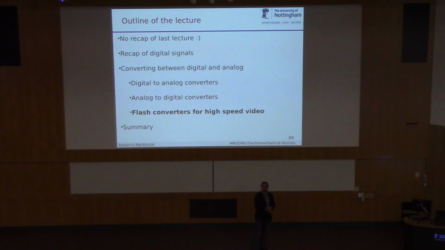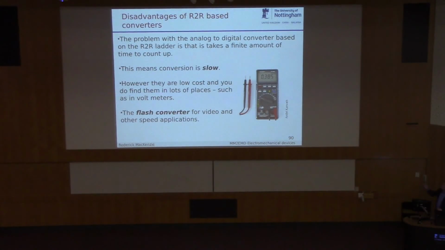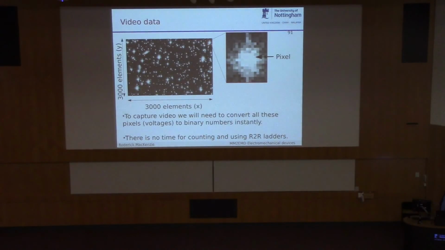So we need something quicker than a comparator and an R2R ladder when we're trying to do very fast video conversion and audio conversion, things like that. So what we need is something called a flash converter. They're flash converters because they're very quick. So I'm going to talk to you about flash converters. These other ones are slow.